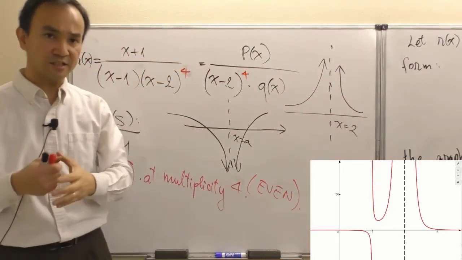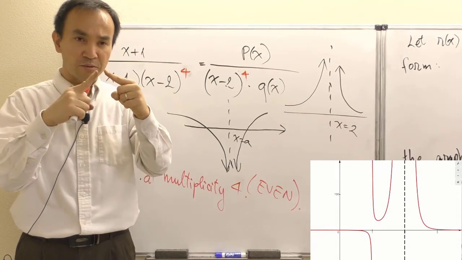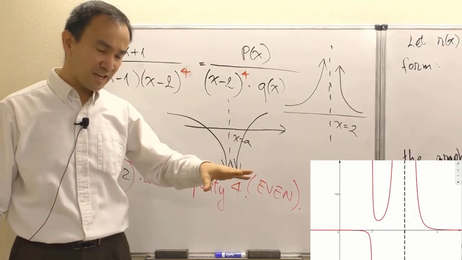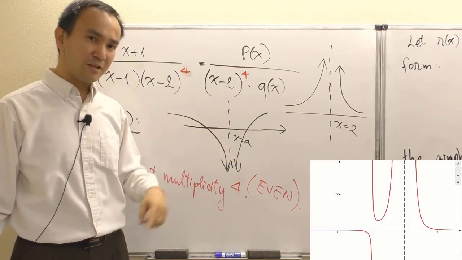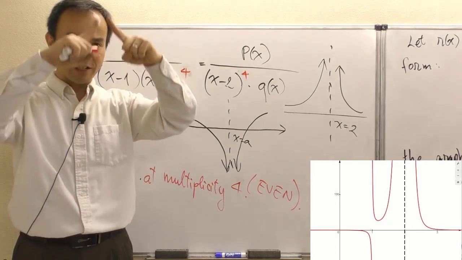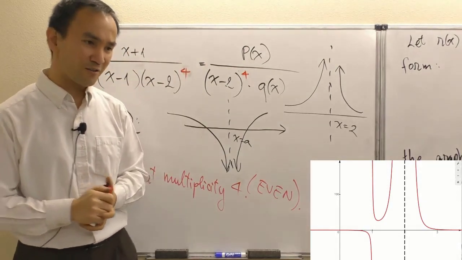The two pieces of the graph on the two sides of our vertical asymptote are both pointing up in this case. And then there could be other cases where they're both pointing down. But generally speaking, the two pieces of the graph around the vertical asymptote are pointing in the same direction. All right.